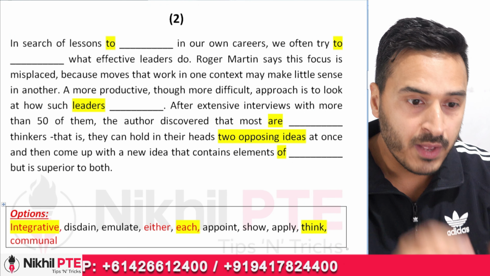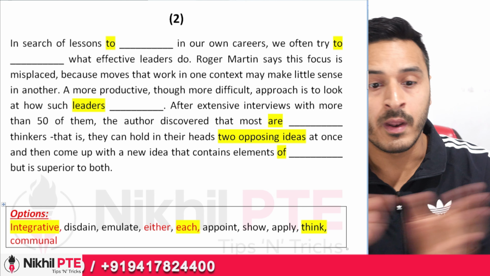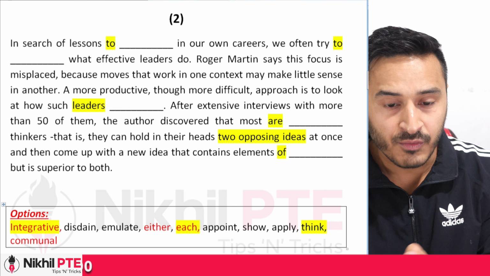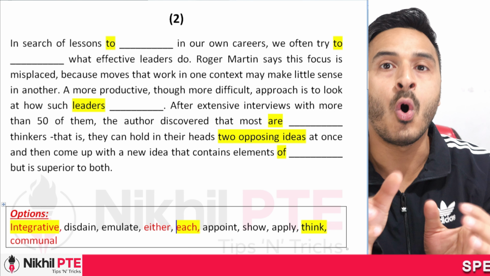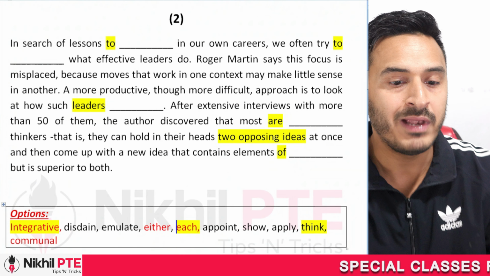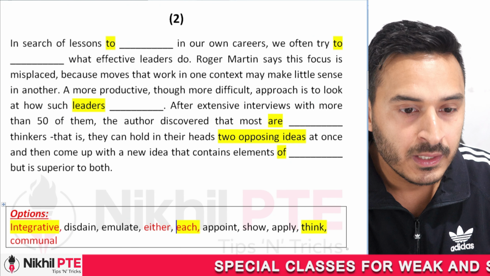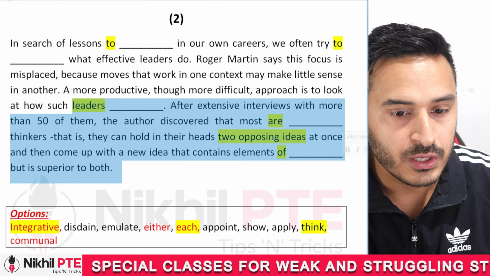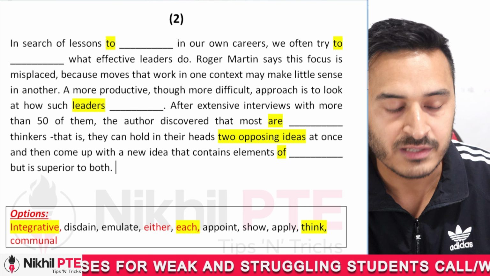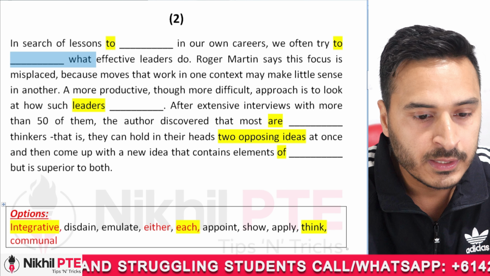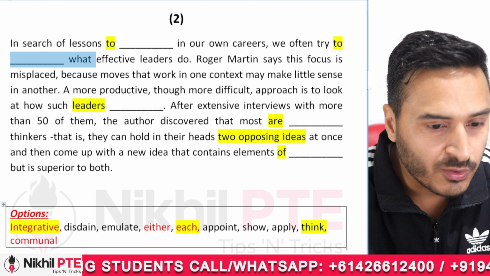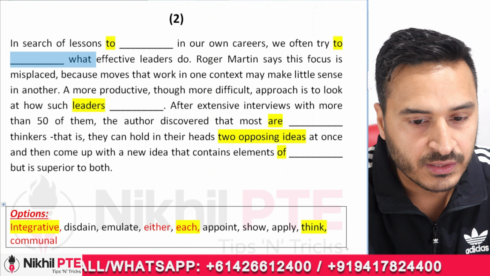So if we are using either, there will be or, but after this blank, there is no or. That means either will never come. We are left with only each. So we are done with the last three options. We are left with only these two. So these are gone. Interrogative, each, and think.